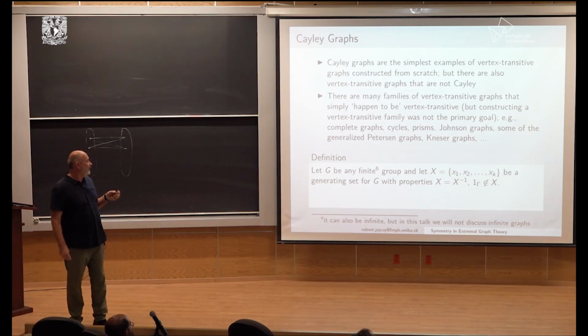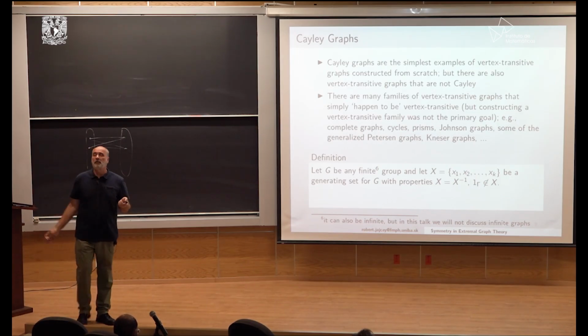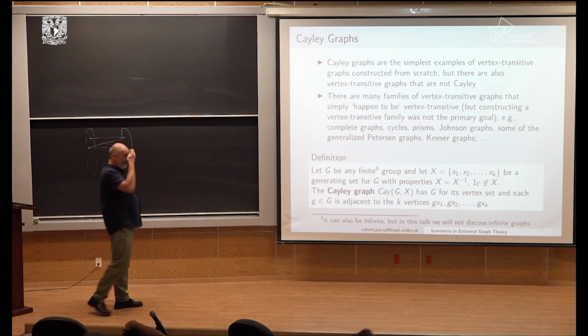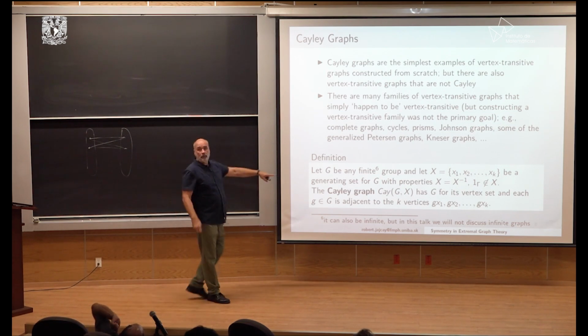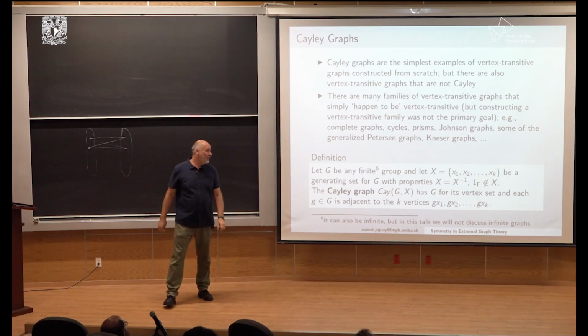So if an element has an inverse different from it, so it's not an involution, put it in there, and don't put 1 there. That's usually, people don't put 1 among generators anyway. Okay? And what's the graph? The graph has for its vertex set the group elements. So the elements of the group are the vertices.